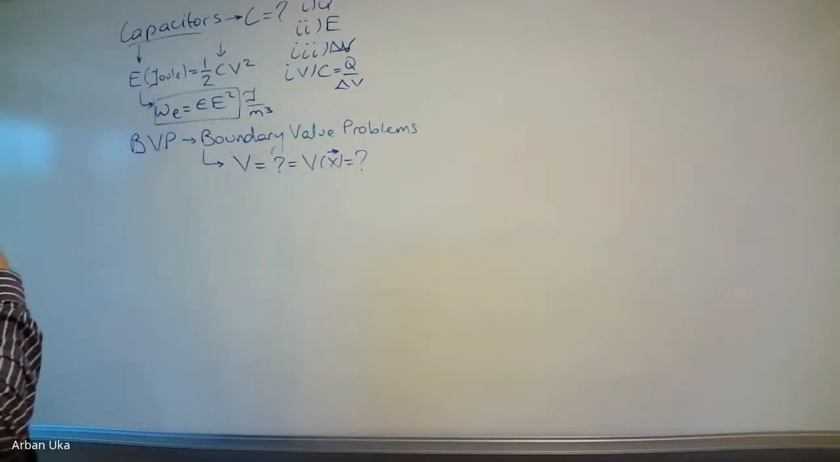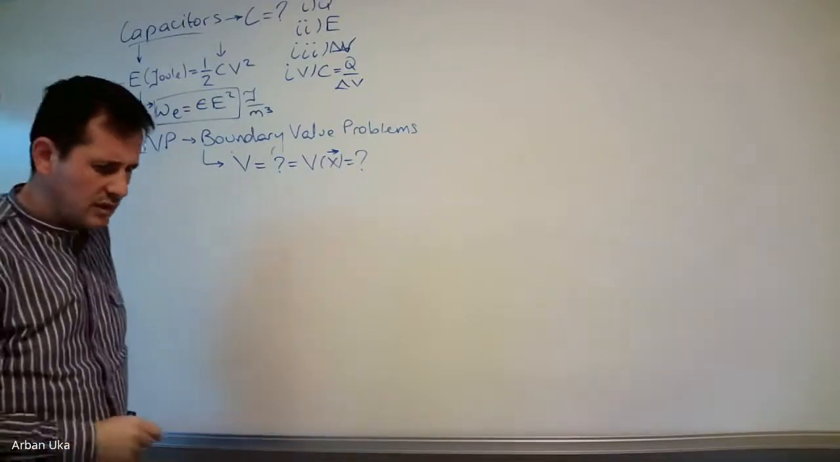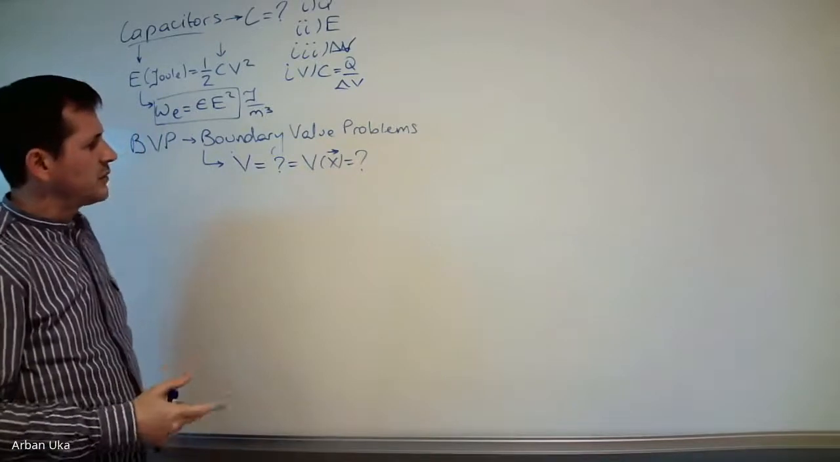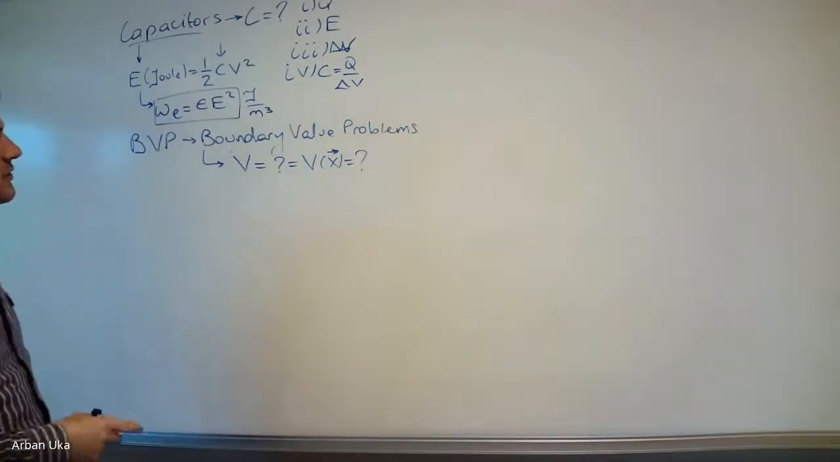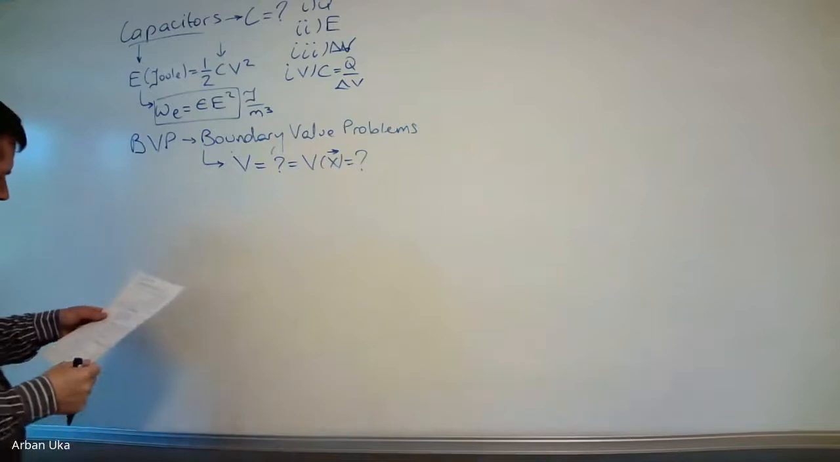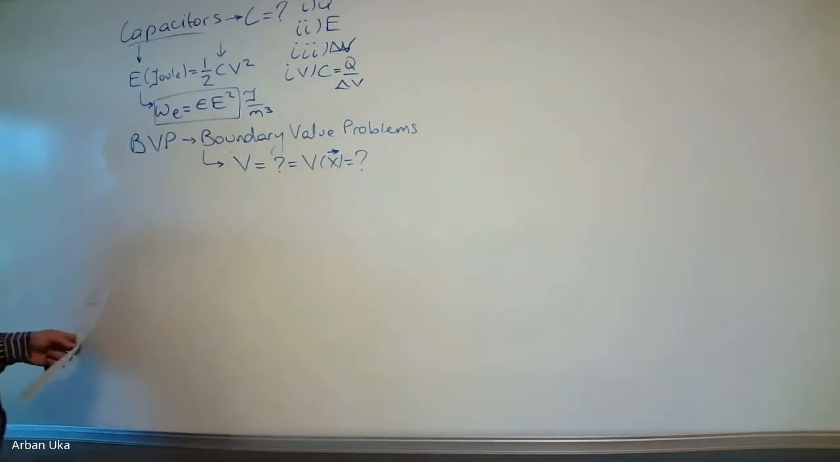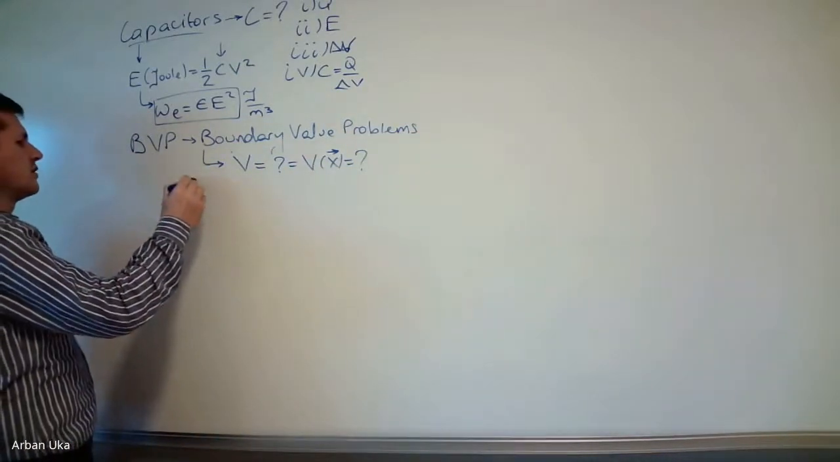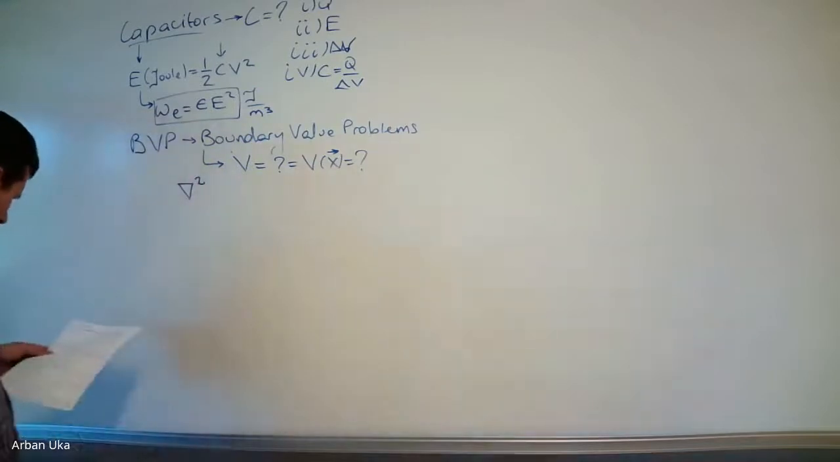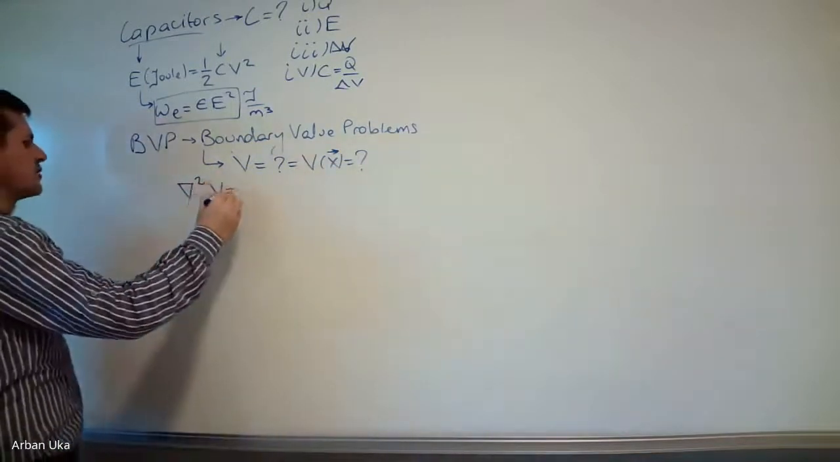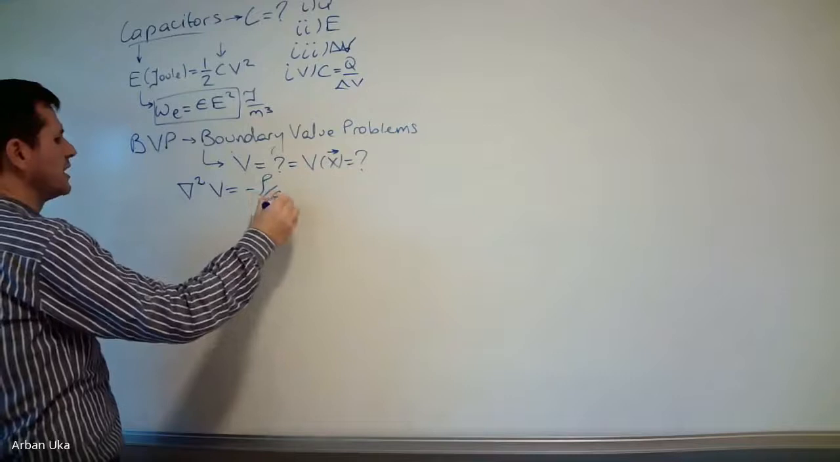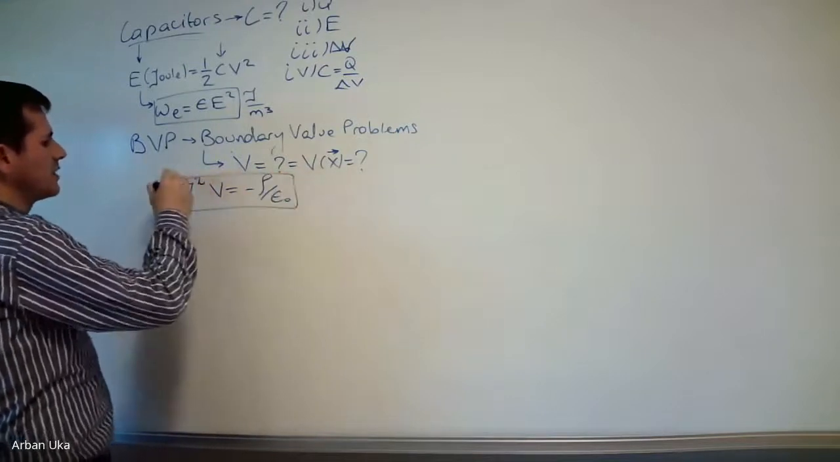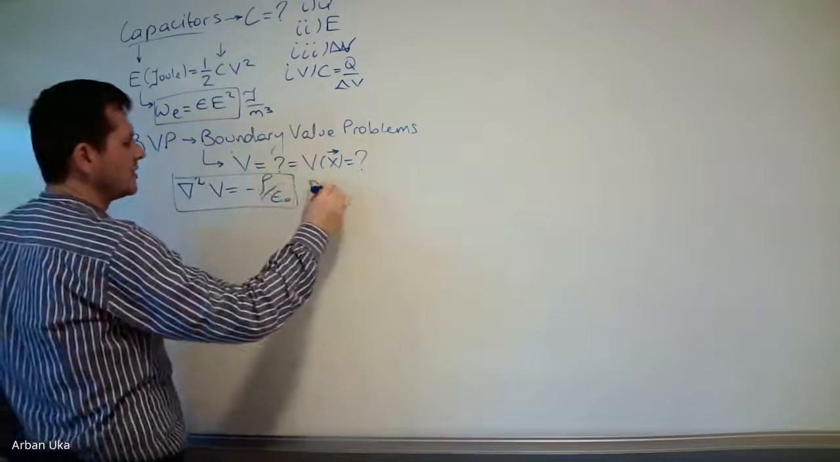This x can be a position vector of any point for any type of coordinate system. It could be spherical, cylindrical, or Cartesian. And in order to solve the boundary value problem, we had to solve this equation: the Laplacian of the potential is equal to minus rho divided by epsilon 0. So this was the Poisson equation.